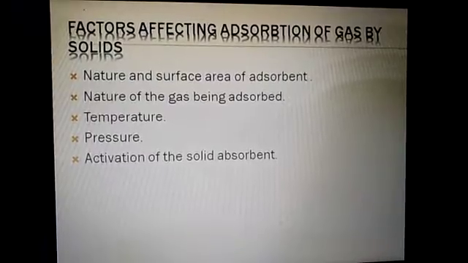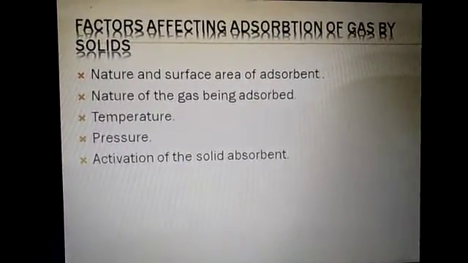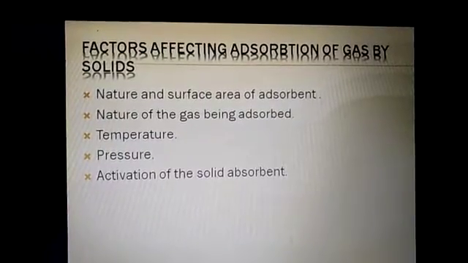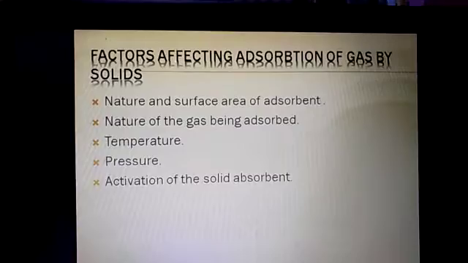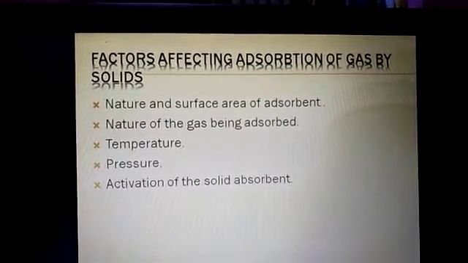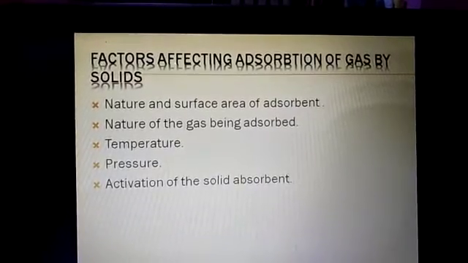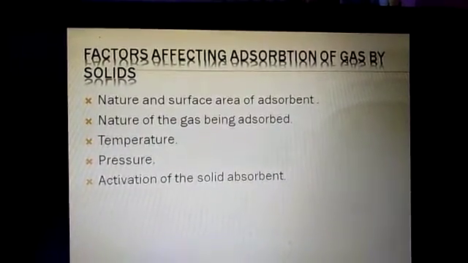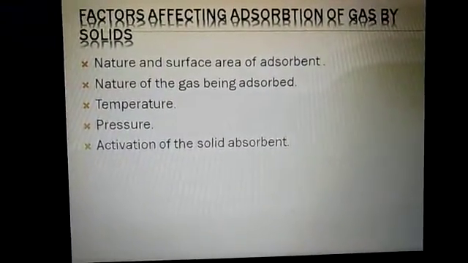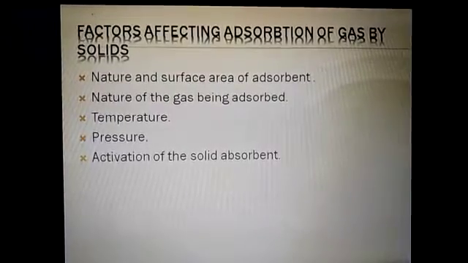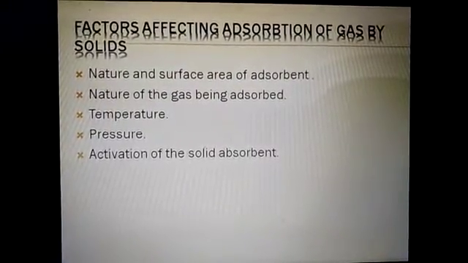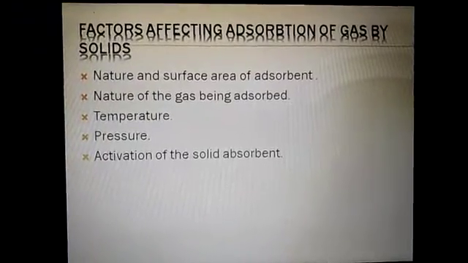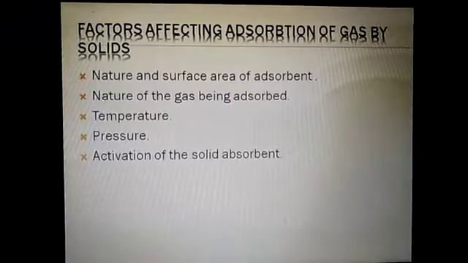Third is temperature. As we know, adsorption is an exothermic phenomenon. Whenever a gas gets adsorbed over a solid adsorbent, heat is evolved. The amount of heat evolved when 1 mole of gas is adsorbed on the solid adsorbent is called the enthalpy of adsorption. In studying particular gases with particular adsorbents, it is observed that adsorption decreases with increase in temperature and vice versa. This takes place in the case of physical adsorption. In chemical adsorption, it first increases with increasing temperature and then starts decreasing.